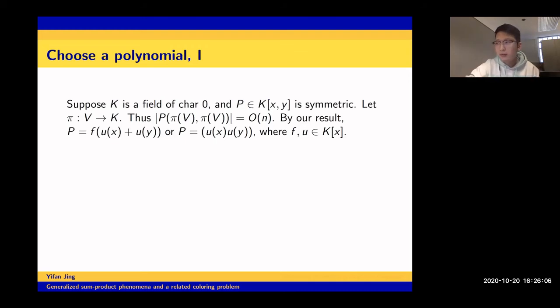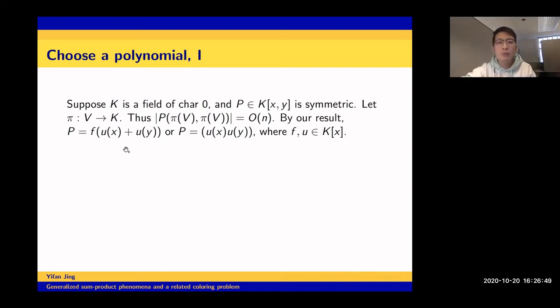So the key difficulty here is how to choose a polynomial. First, we can assume our K is a field of characteristic 0, and P is a bivariate polynomial, which is symmetric, and π is an embedding of the vertices in K, so all the vertices are elements in this field. Also, because we want to show that f_k(n, C4) is linear, we want the total number of colors to be linear. So we want the image of P(π(v)) to be linear, meaning this polynomial has small expansion.